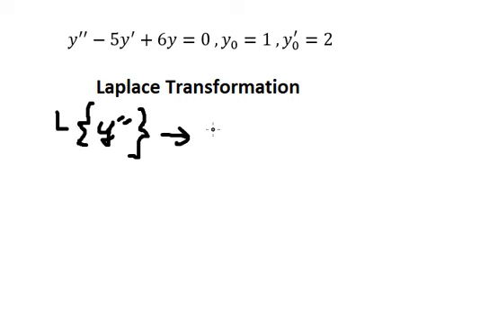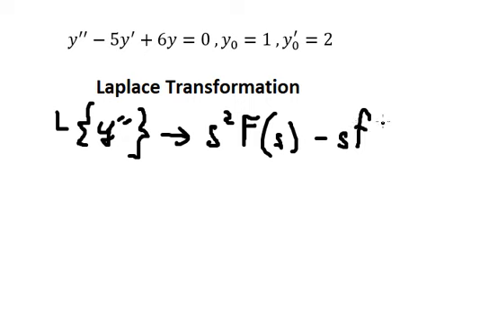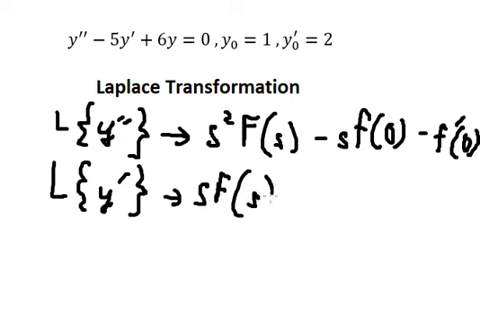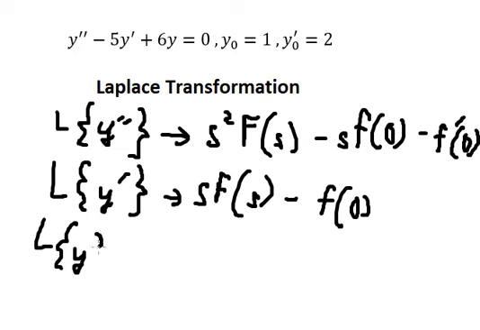So this one is s squared capital F of s minus s f of 0, and we have minus the first derivative f of 0, for the first derivative of y. So that is s capital F of s minus f of 0. And the next one, y, that is capital F of s.